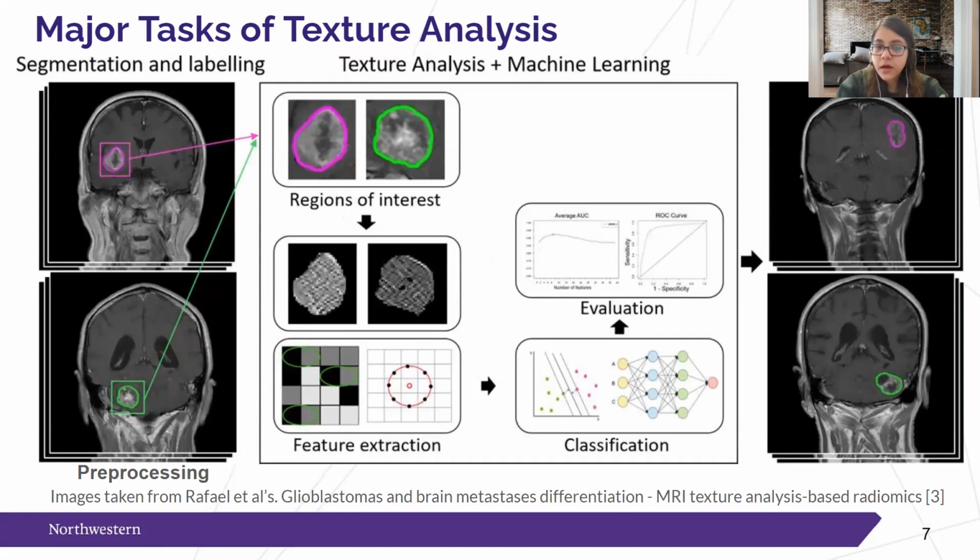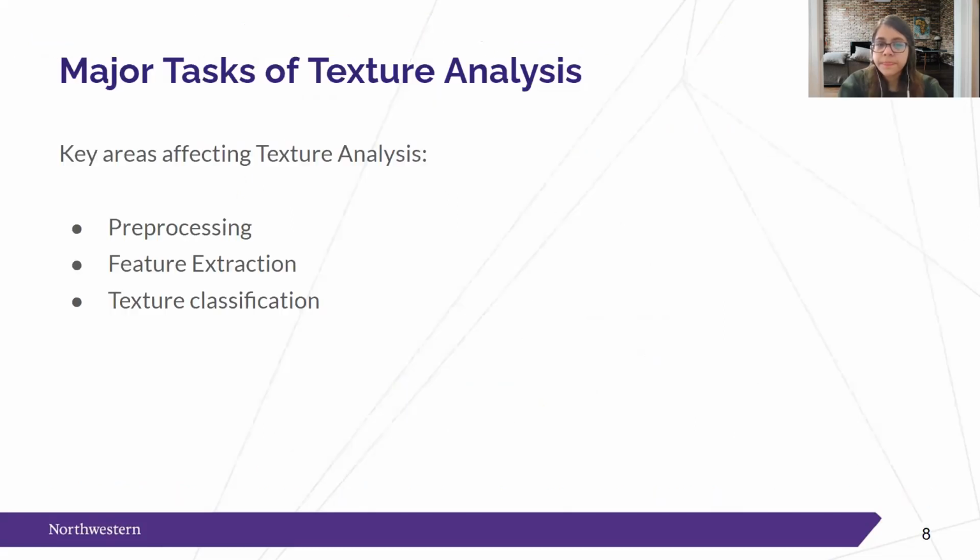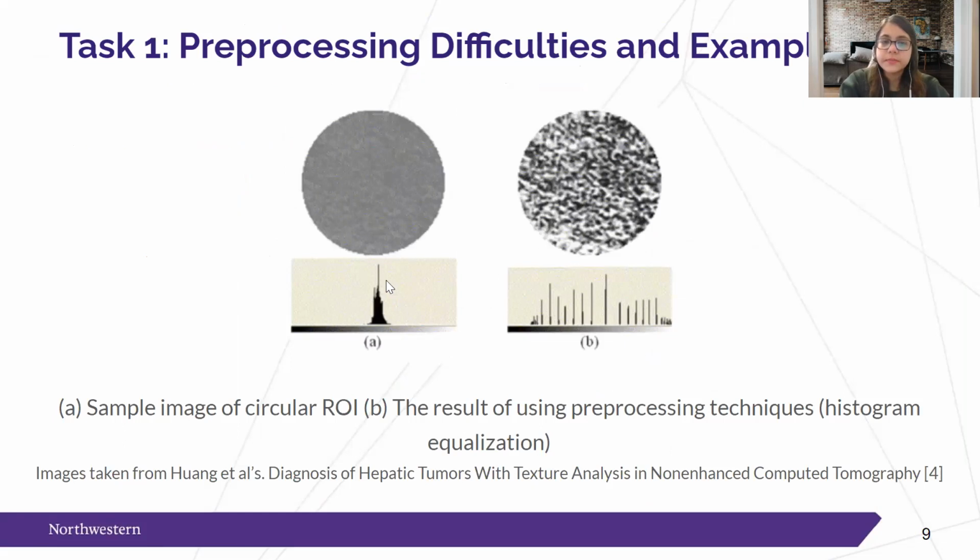So when we go on to the major tasks of texture analysis, the key areas affecting texture analysis are pre-processing, feature extraction, and texture classification. If you can see here in pre-processing difficulties, as an example, you have the sample circular region of interest, and then we apply some pre-processing techniques on that, like histogram equalization, and we receive this output.